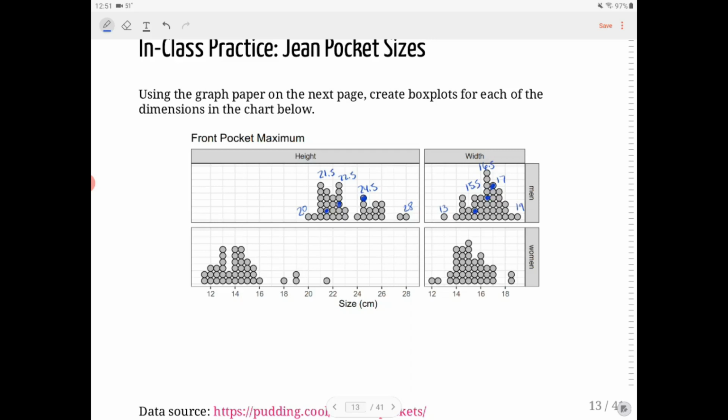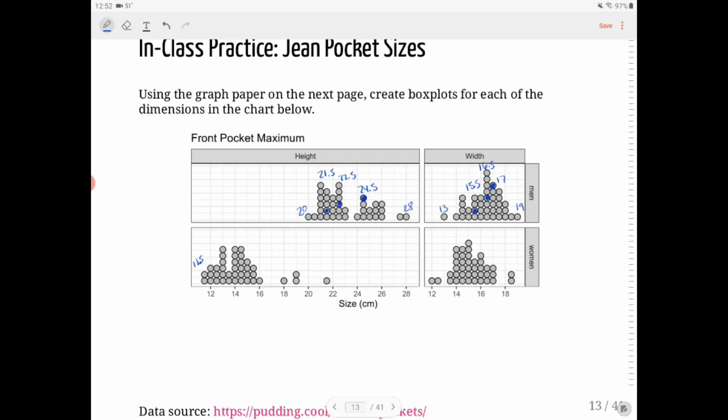Now on to the women's. We have, I believe, the same number of observations, but let's just go ahead and count to be sure. 1, 2, 3, up to 40. Okay, so same number of observations. We have 11.5 as the minimum. Keep in mind, these are in centimeters. That's tiny.